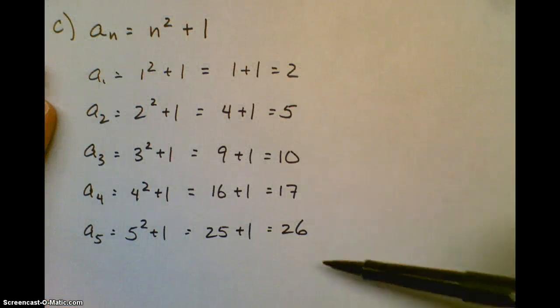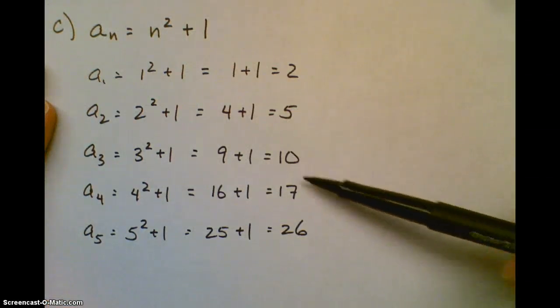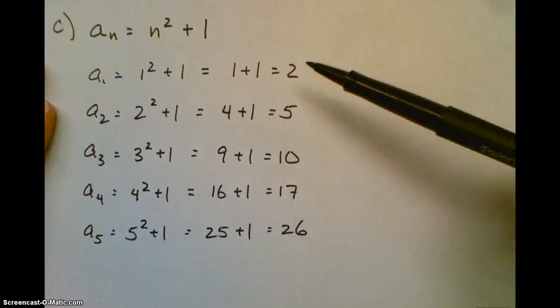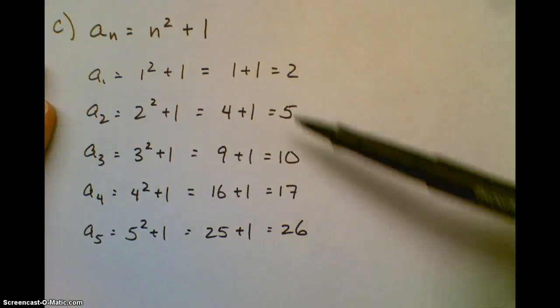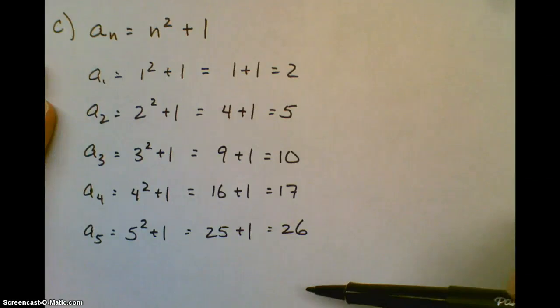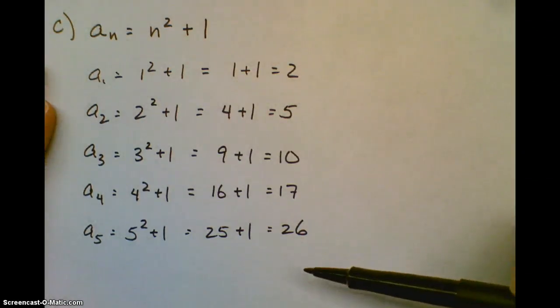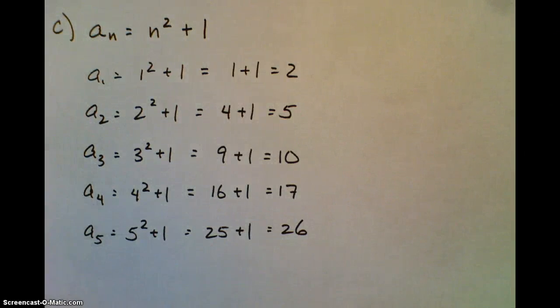And if you're trying to look for a pattern, there really isn't any. This goes up by 3, this goes up by 5, this goes up by 7, this goes up by 9. So, I mean, there is a pattern that it goes up, but it's not adding the same thing each time or multiplying the same thing each time to get the next term. So this doesn't really have a special name like the arithmetic and the geometric.